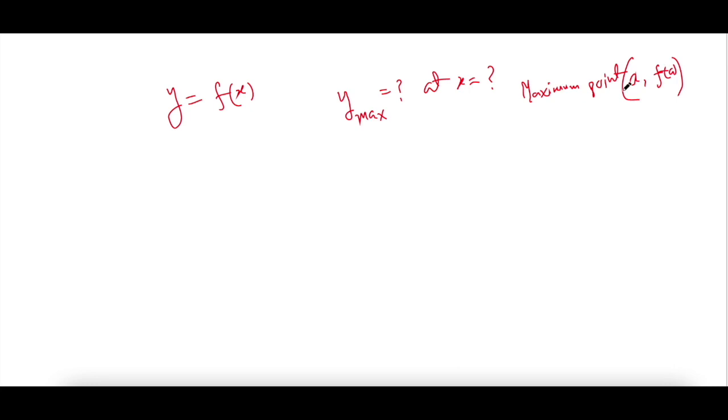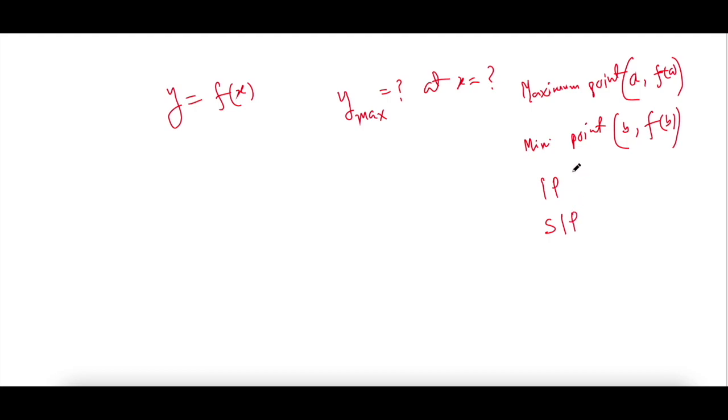This is the maximum point, and we want to calculate the minimum point, which is, let's say, x coordinate b and y coordinate f(b). And we will also calculate the inflection point, IP, or SIP.